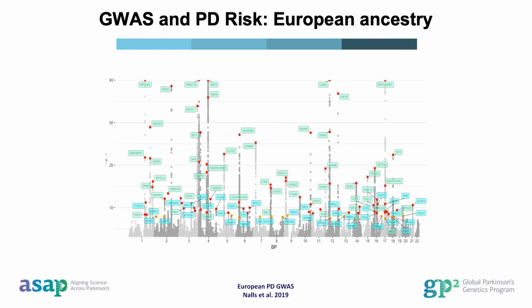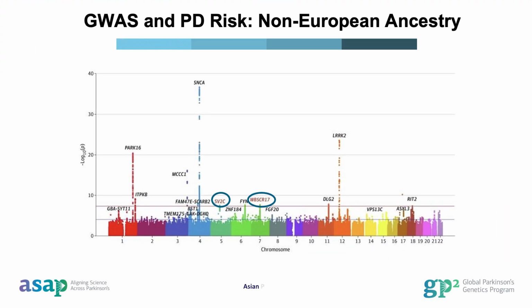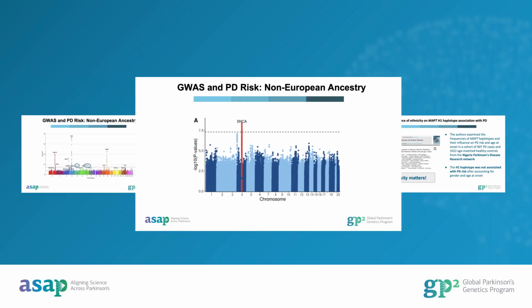A GWAS meta-analysis by Nalls et al. focusing on individuals of European ancestry identified 90 independent Parkinson's disease risk loci, including 38 novel signals. In a study by Foo et al., 11 significant Parkinson's disease risk loci were identified by comparing Asian and European ancestries. Among these, 2 novel loci were found exclusively in Asian individuals, while the remaining 9 had previously been identified in Europeans.